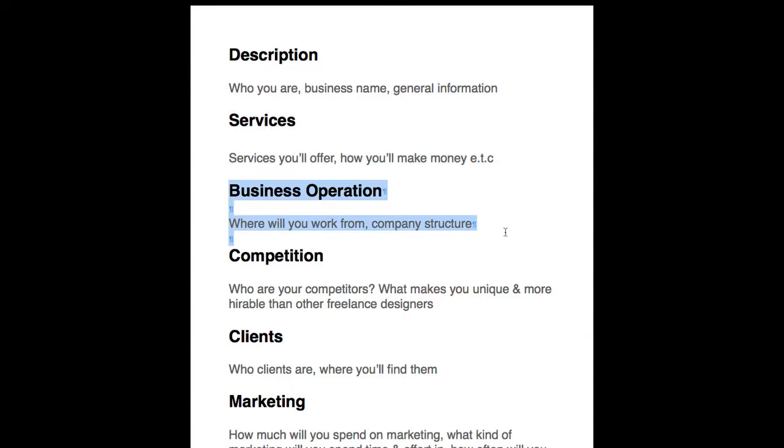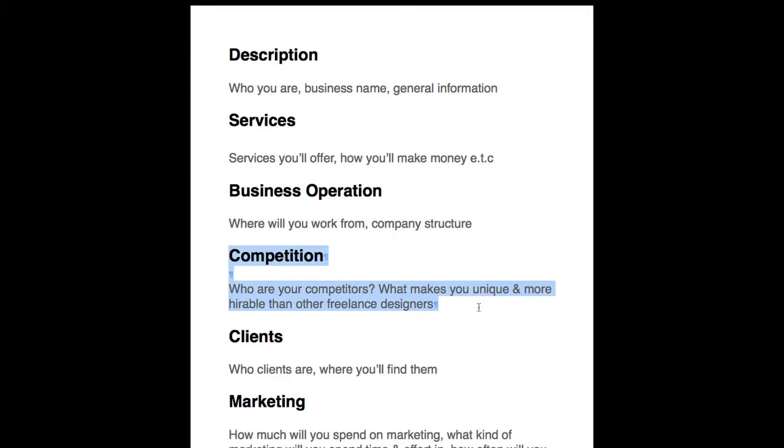Business operation. You're going to write about the day-to-day things like where you're going to operate from, or do you plan to move out in the future to an external office? Will you start as a sole proprietorship or a sole trader before then moving on to a different legal structure, a more protective company structure?